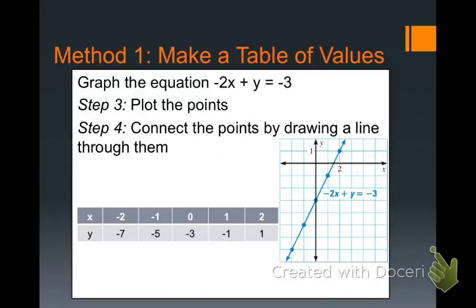So now that I have my table of values, in order to graph the equation, I'm just going to plot the points and connect the dots. So first at (-2, -7), down here, this first one, then (-1, -5), then (0, -3), (1, -1), and (2, 1). And with a nice straight edge or ruler, you can connect the dots, and the arrows on the end tell us that it keeps going on in both directions.